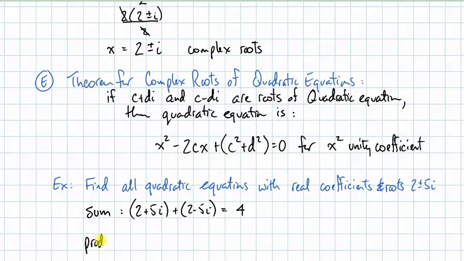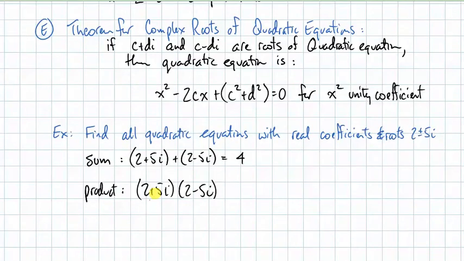The product, 2 plus 5i times 2 minus 5i, is going to form the answer 4 minus 25i squared. i squared is negative 1, so this is like 4 plus 25, or 29 is my product.